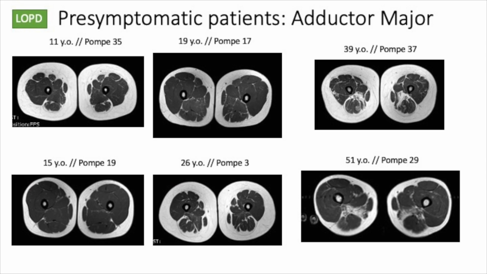What else can we look at? We can look at the adductor magnus. I have already mentioned this muscle that, for a reason that I don't know, gets affected very soon and is not only replaced by fat, it's completely atrophic, it's gone. And this is something that we can see again in these patients that were having late onset Pompe disease, but they were not so young.